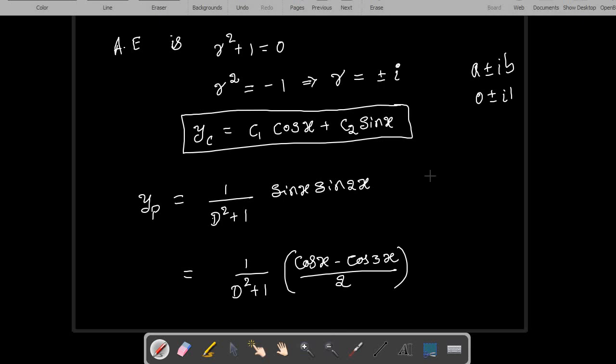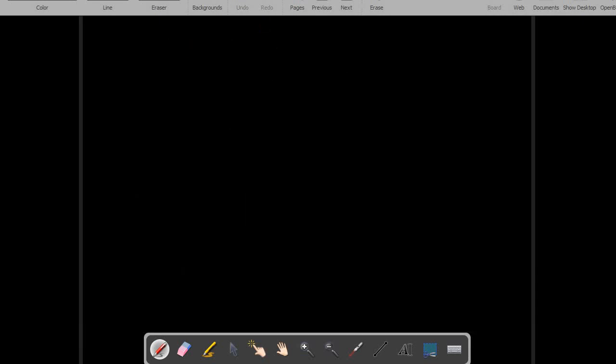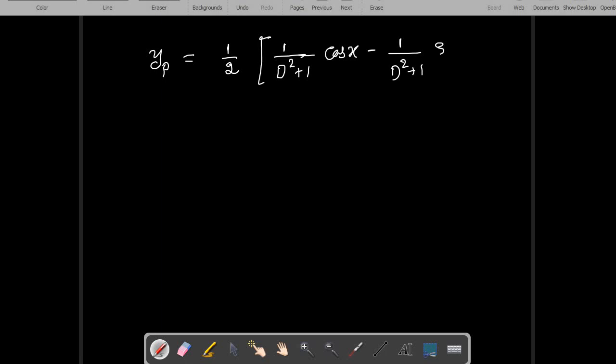Okay, now if we rewrite it, yp equal to, we can take 1 by 2 outside, and we have 1 by d square plus 1, this acting on cos x, minus 1 by d square plus 1, this acting on cos 3x. Now we need to do them individually.